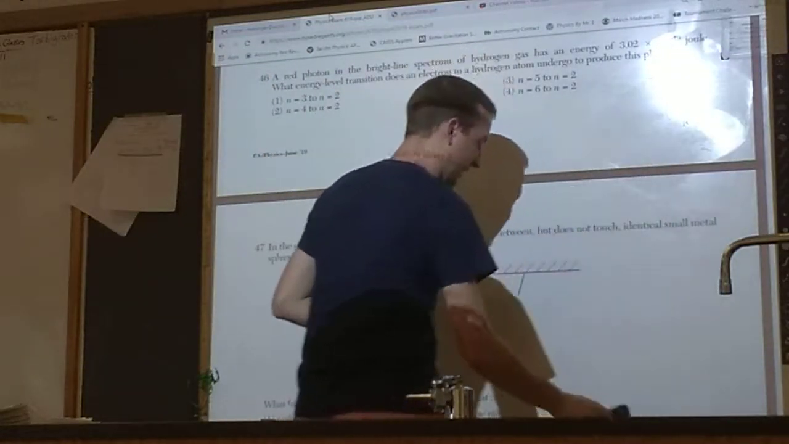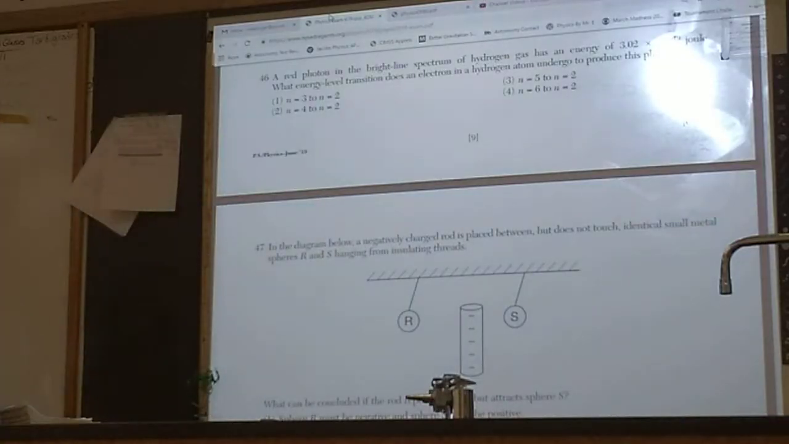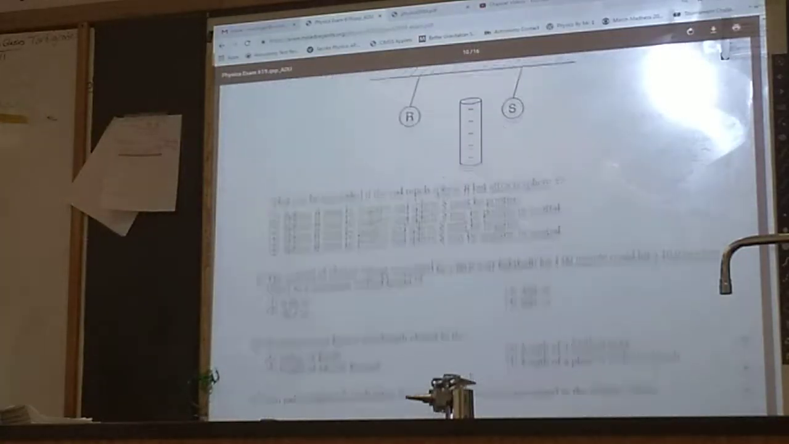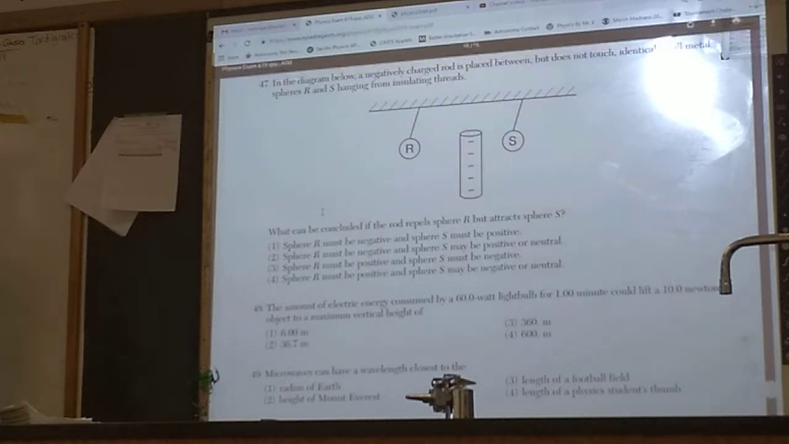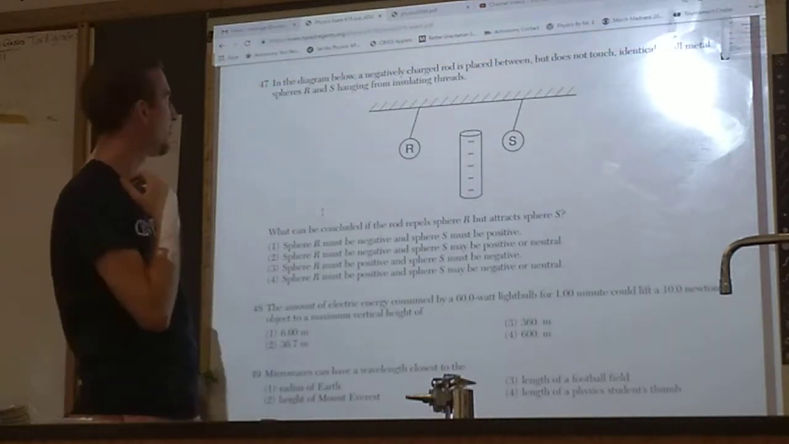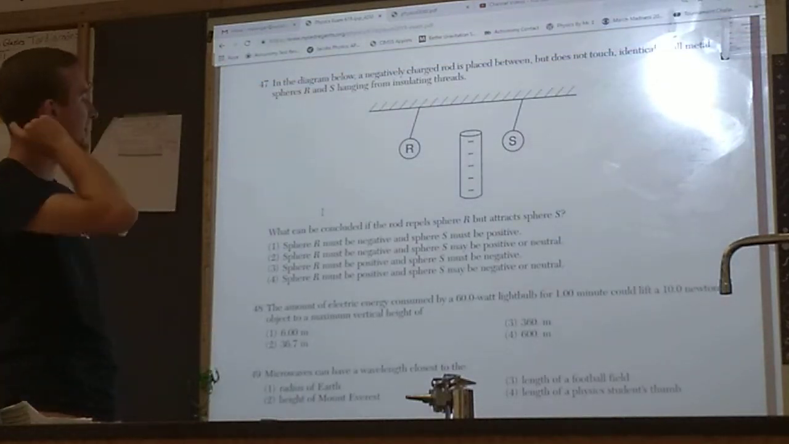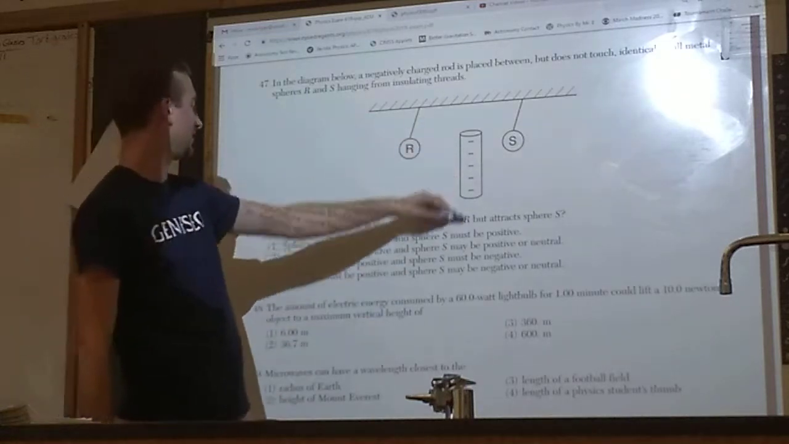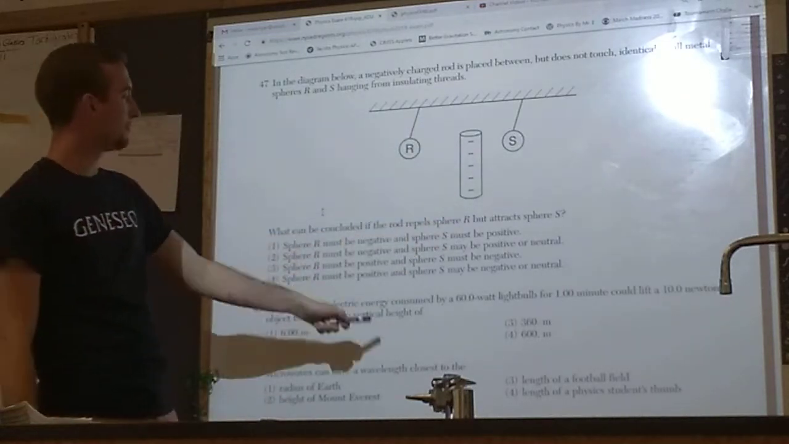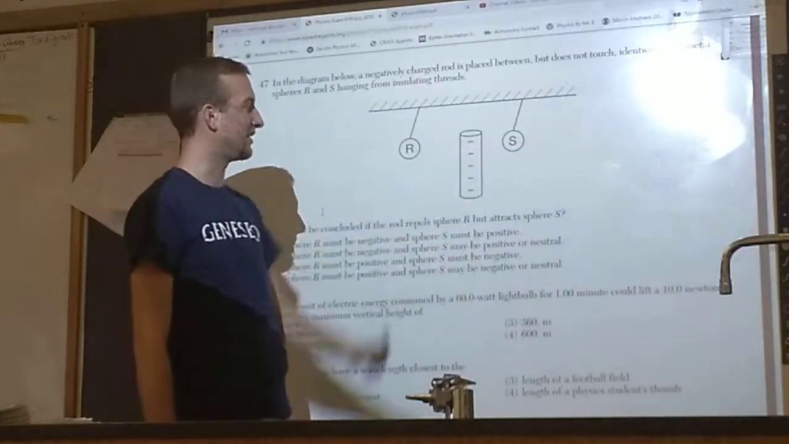All right, let's move on to 47. In the diagram below, a negatively charged rod is placed between, but does not touch, identical small metal spheres R and S hanging from insulating threads. So this is negative. What can be concluded if the rod repels R but attracts sphere S?